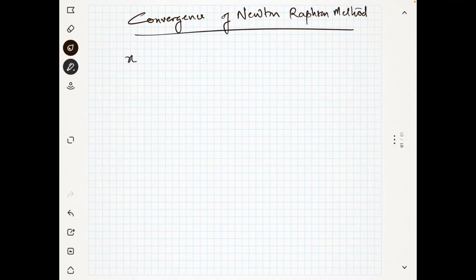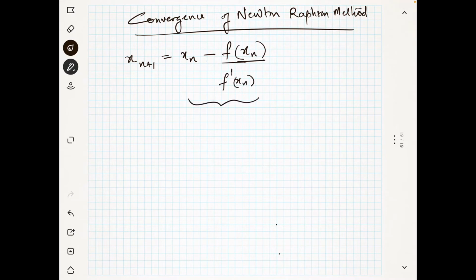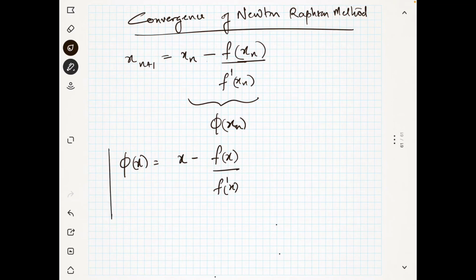You know that x_{n+1} is equal to x_n minus f of x_n divided by f dash of x_n. This formula we have already seen, and we will call this phi of x_n. I am just calling it a function. So I can say that my phi of x is equal to x minus, in general, f of x divided by f dash of x. This is my phi of x.